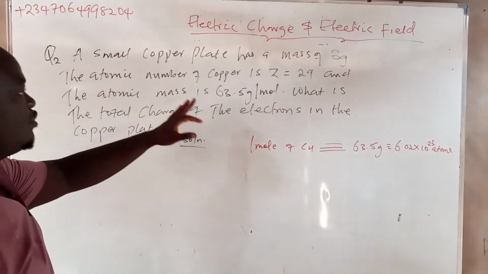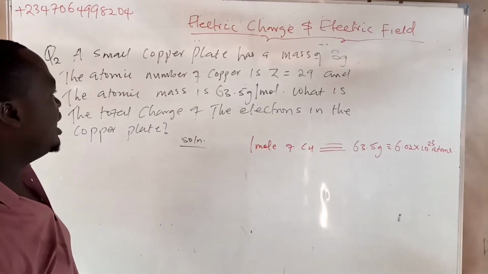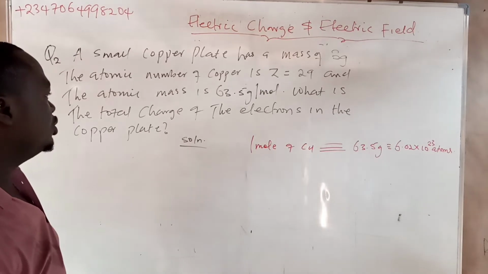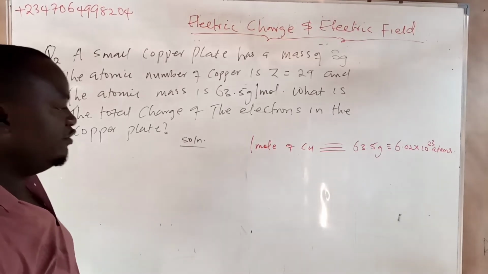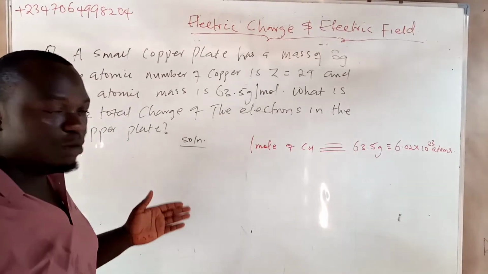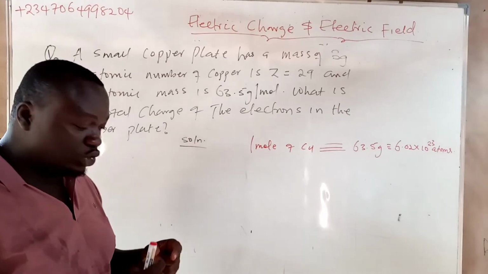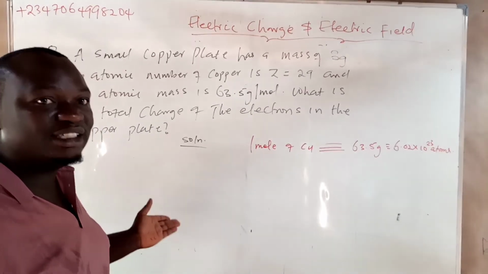The atomic number of copper is Z, which is equal to 29. And the atomic mass is 63.5 grams per mole. What is the total charge of the electrons in the copper plate? Now, if you watch my videos on stoichiometry, this is an easy question. First of all, I want to change from grams of copper to the number of atoms of copper. That is very simple.